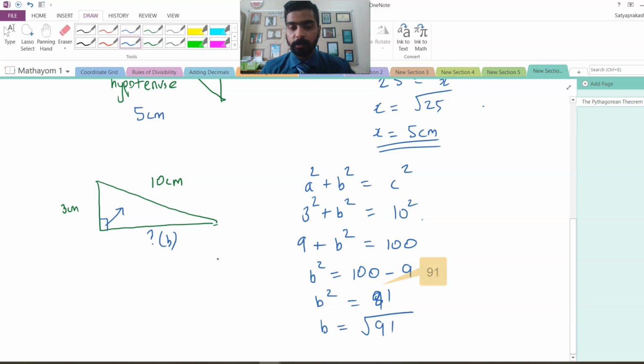Now in some cases, we can leave the answer as the square root itself, or we can also simplify it if we want. In this case, it can't be simplified anymore, so the value of b is equal to root 91 cm.